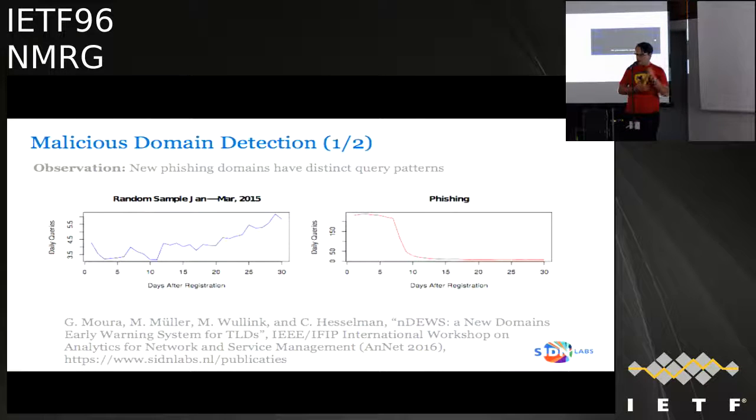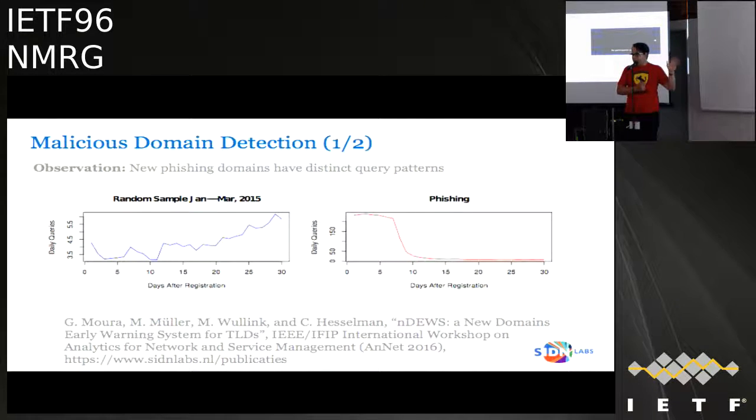And there's a paper from Nick Feamster at IMC 2011, if I'm not mistaken. They figured out that domains used for phishing typically have a peak in the number of queries on the very first days or hours after registration. And you observe the same for .nl. So, for example, the figure on the right has an average number of 150 or 200 queries.